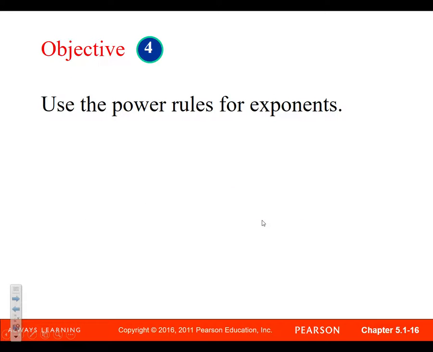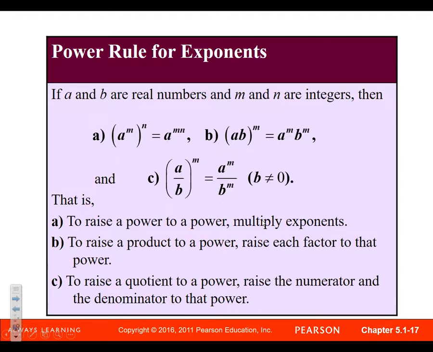The power rules are awesome. Here's your power rule. If you have a power to a power, you're going to multiply the two. So that means if you have 3 to the 2nd, and that's to the 3rd, then that is simply 3 to the 6th.